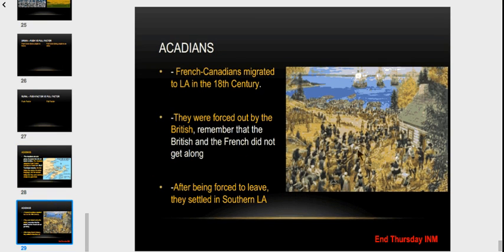And last slide of the day, this is an image of people leaving Acadia and going to southern Louisiana. Again, I just simplified the notes from the last slide. French Canadians migrated to Louisiana in the 18th century. Why? Because they were forced out by the British. The British and the French do not get along. So when the British and French started fighting, all the French Canadians had to leave. And again, they were forced to leave and they settled in southern Louisiana.